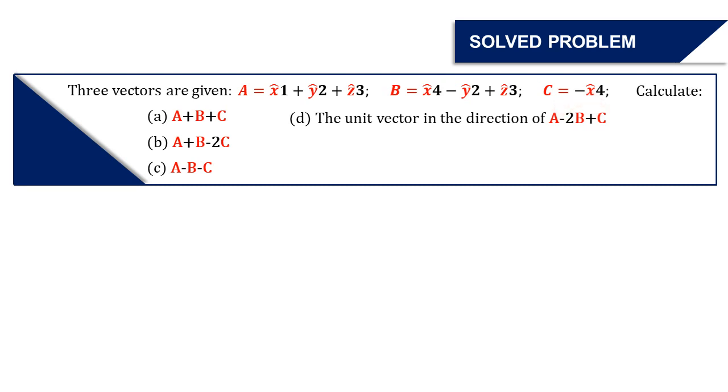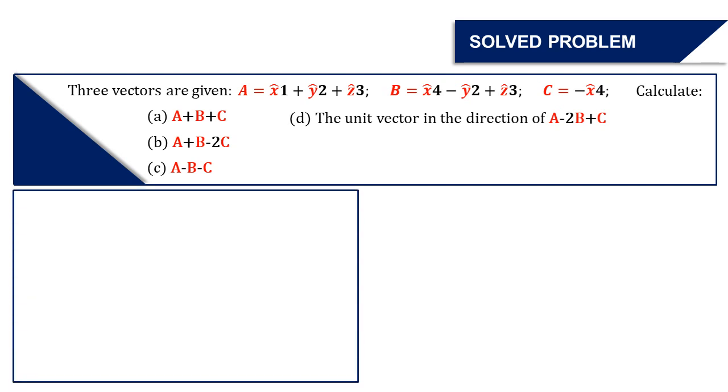We are to find, meron tayong apat na problem, yung sa a, A plus B plus C. Sa b naman, A plus B minus 2C. So, dito we are trying to solve a vector scaling. And then sa c naman, A minus B minus C. Then d, we are to find the unit vector in the direction of A minus 2B plus C. So, medyo challenging ang part na yan. But anyway, let's start with first question, A plus B plus C.